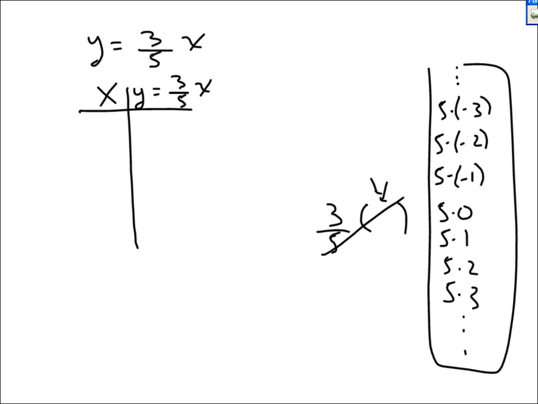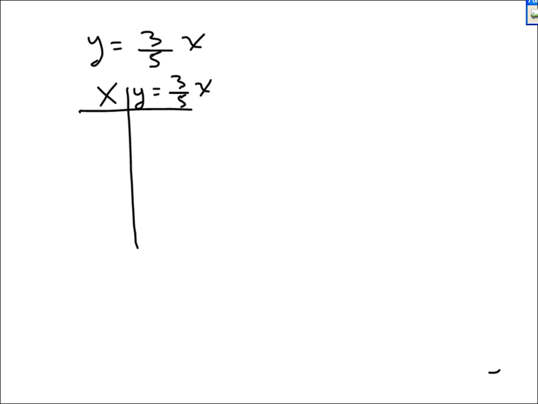5 goes into each of these numbers. I know they do. 5 times, say, 7. I know 5 goes into it. Goes into it 7 times. 5 times 4. 5 goes into it 4 times. 5 times 14. 5 goes into it 14 times. 5 goes into every number on the 5 times table. So when I pick x values, they shouldn't be just random x values. They should be x values that are on the 5 times table.